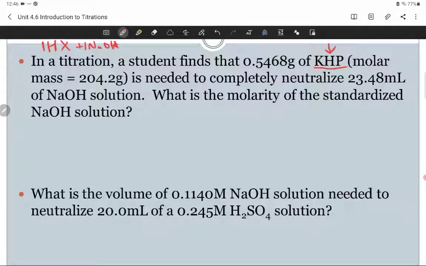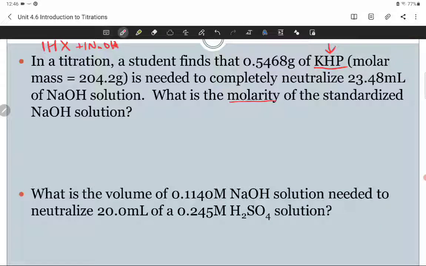So we have a number of things given to us. Molar mass is given to us. Grams of KHP is given to us. How much of the sodium hydroxide we needed to get a full neutralization. And with all that information, we should be able to figure out the molarity of the standardized sodium hydroxide solution. By the way, this is a very typical step one of doing a titration question.